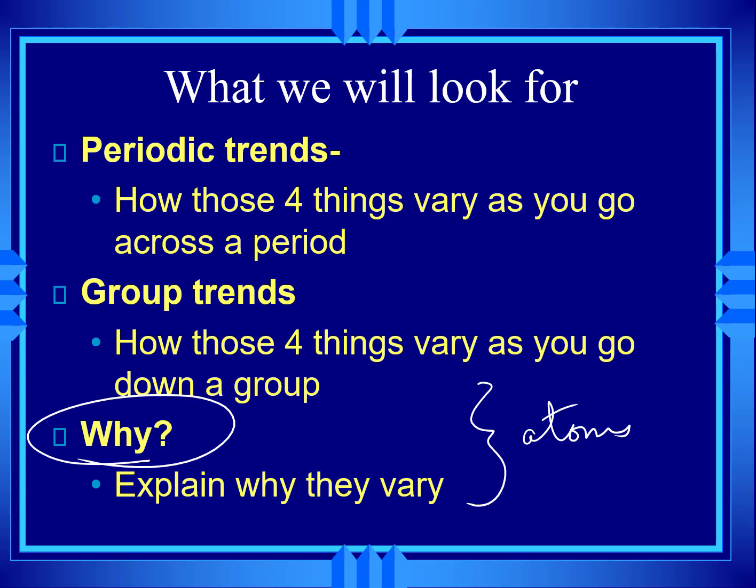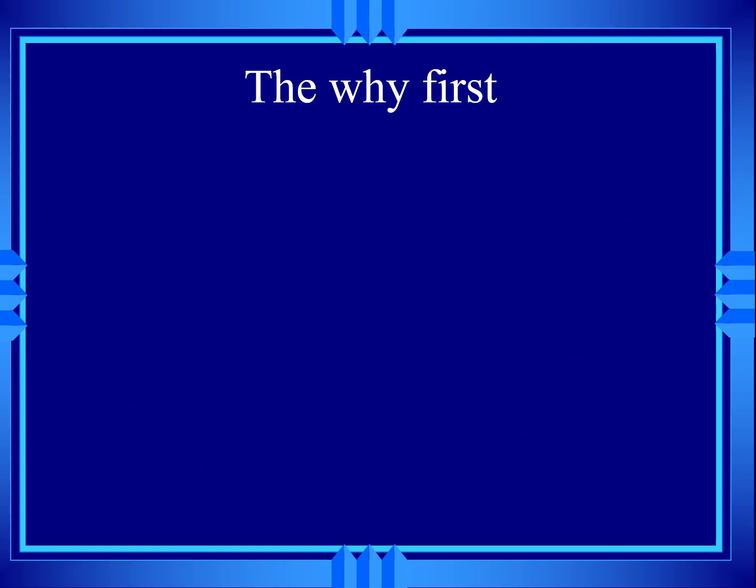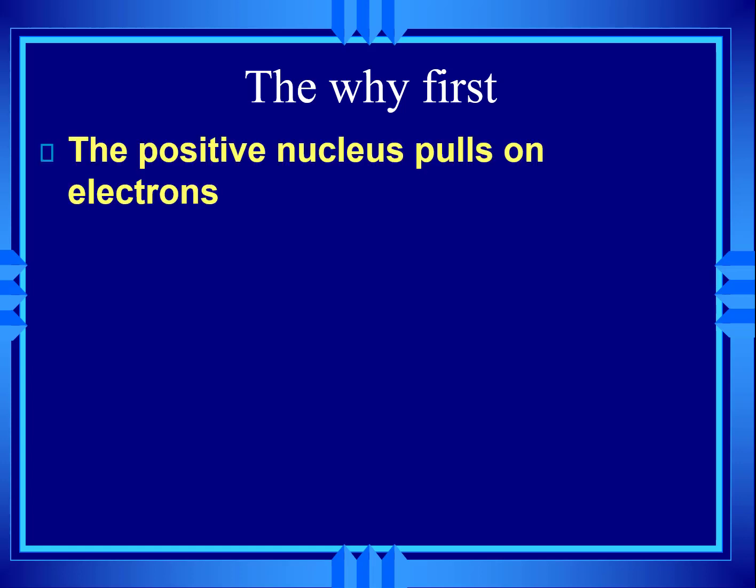Fact is, we're going to start not with what the trends are, but the why. We're going to figure out the why first. We know enough to figure out the why. It has to do with electron configurations and how they change on the periodic table, and with how the positive nucleus pulls on the electrons. All of these behaviors, the two sizes, ionization energy and electronegativity, are all about how hard that nucleus pulls on a negative electron.